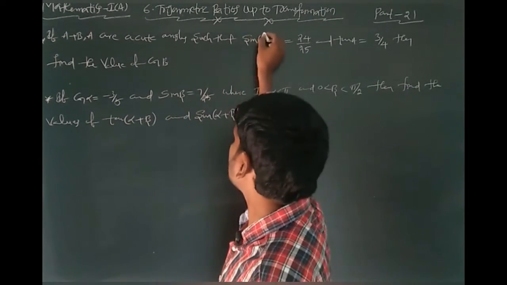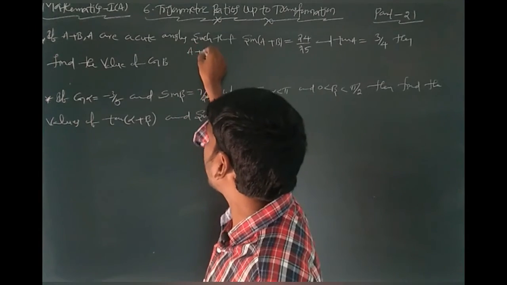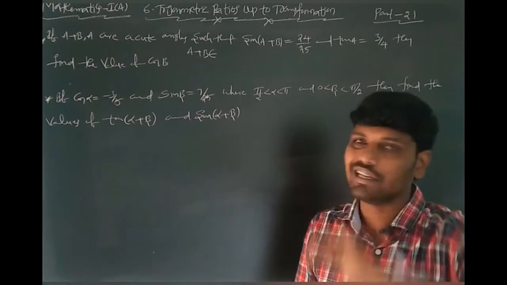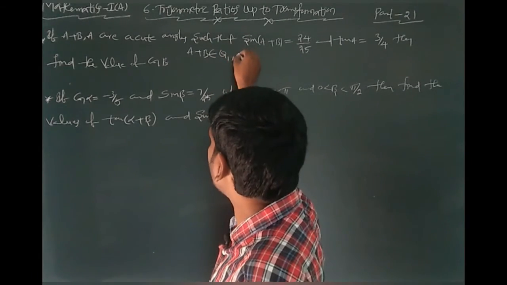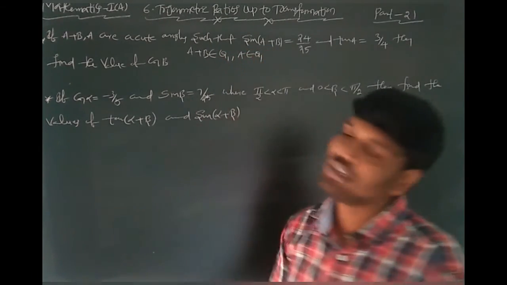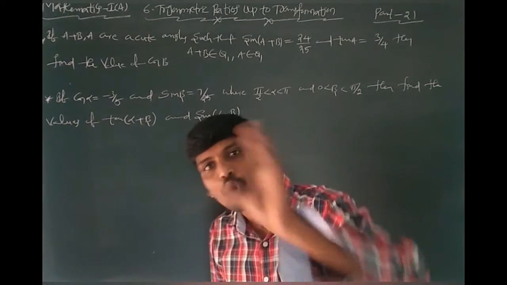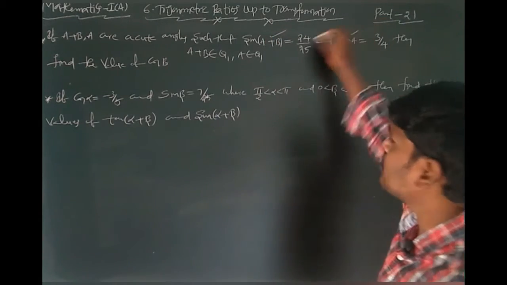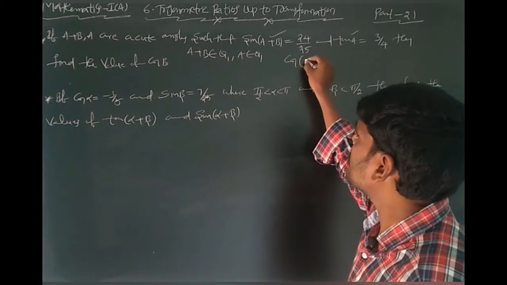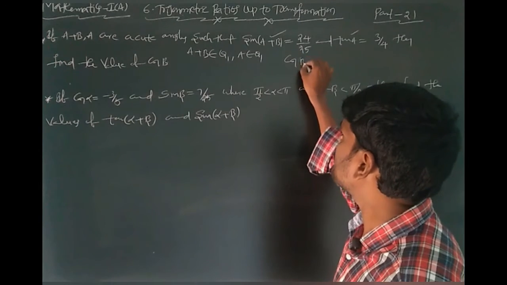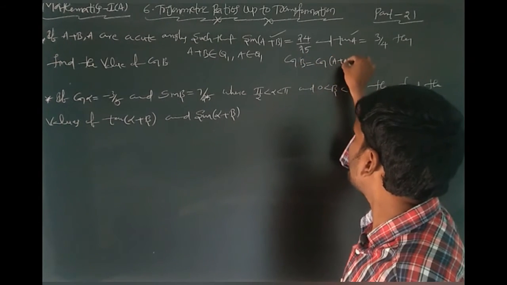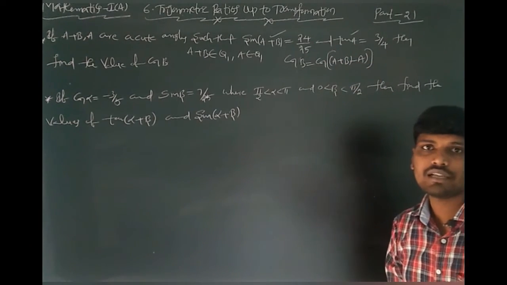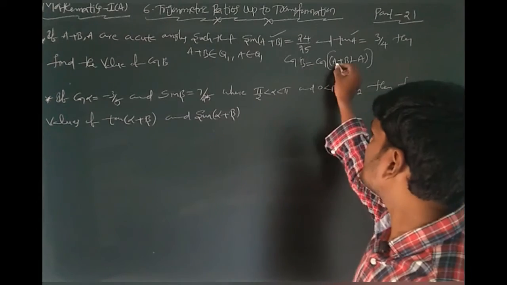Here A plus B, A are acute. Acute is nothing but the angle between 0 to 90, less than 90 degrees. Here A plus B lies on the first quadrant and A also lies on the first quadrant. Sine of A plus B is given, tan A is given. You can find cos B. Cos B can be written as cos of A plus B minus A. Correct or not, friends? Plus A minus A both are cancelled. You get cos B.